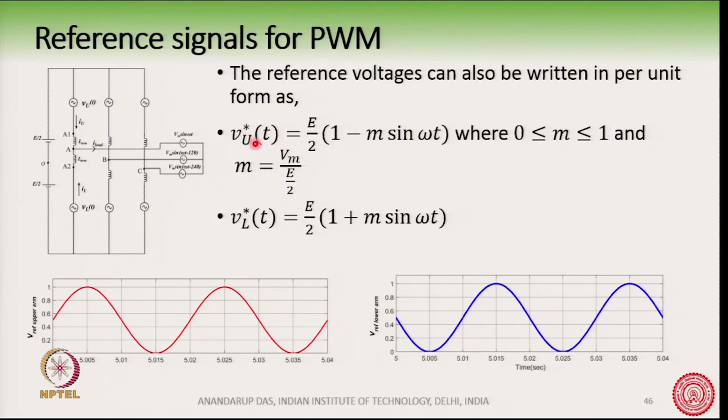The waveforms for VU star and VL star are like this, which we had also seen earlier, that this has a DC shift as well as an AC component as per the equation. Note that this reference is between 0 and 1. So, we have normalized it now, and the red one and the blue one are for the upper and the lower arm.